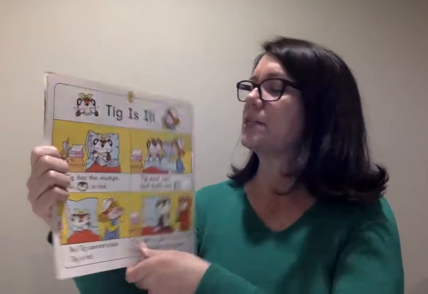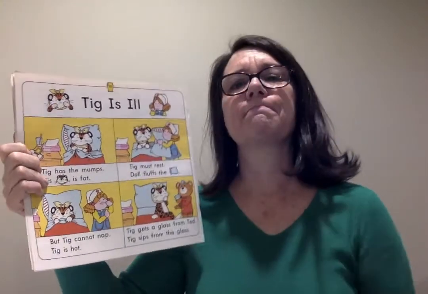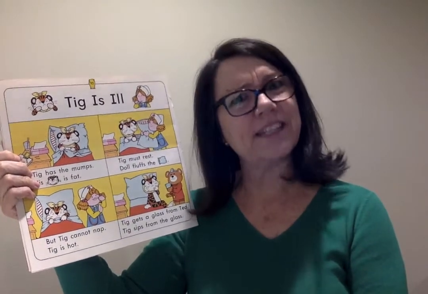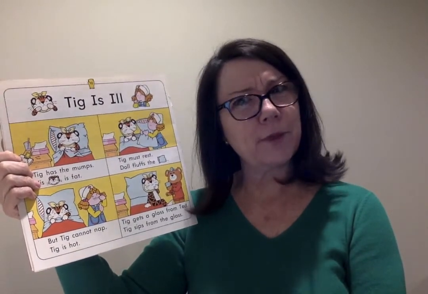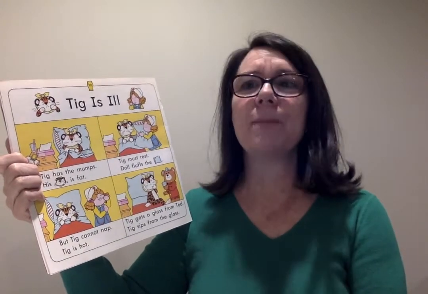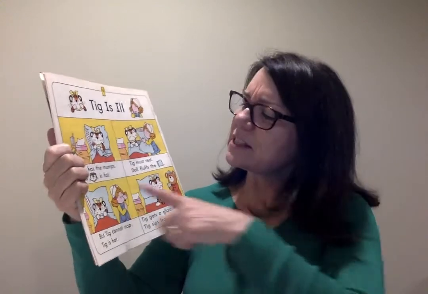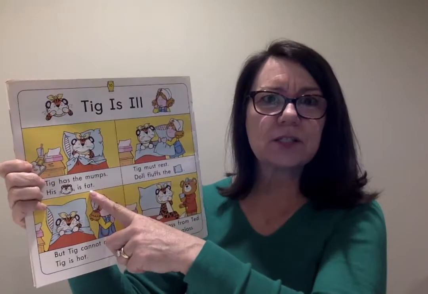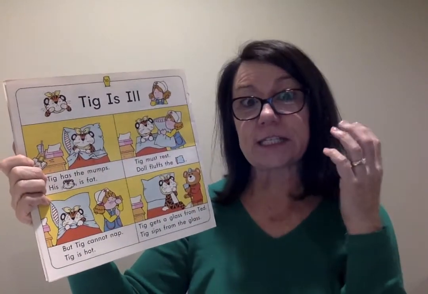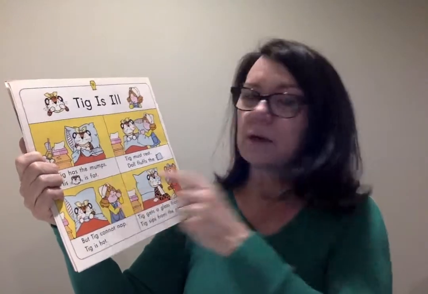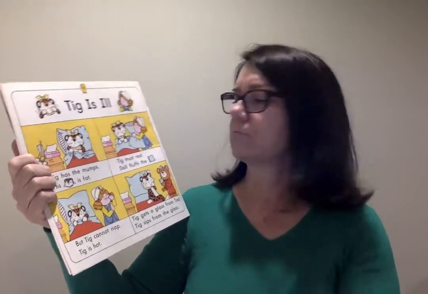Interesting. So let's go back to the beginning of our story. What is wrong with Tig? Do you remember what's wrong with him? Right, he has the mumps. How does his face look? Let's find the word that tells us how his face looks. It looks fat. So his face is swollen. It's fat because he has the mumps.